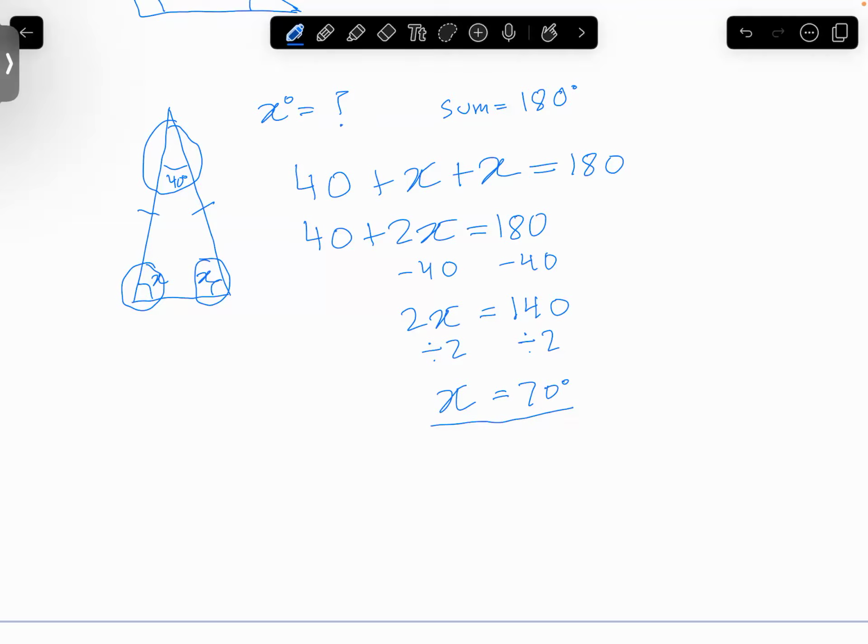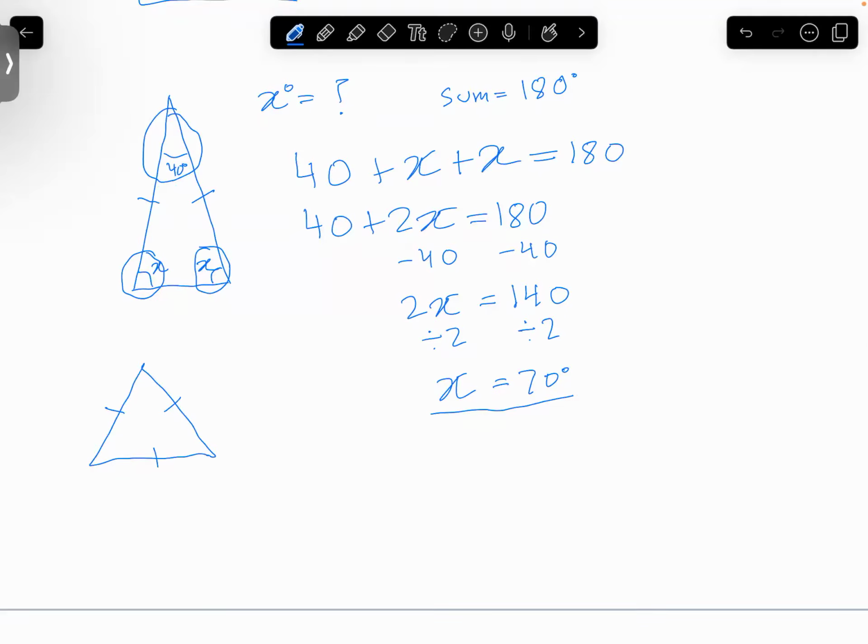Mallika and Aniruddha. Okay, good job. Note it down. For an isosceles triangle, just remember two angles are equal. So that's why there are two x's. If it was something like this, where it's an equilateral triangle, then you would have to do x plus x plus x equals 180, or 3x is equal to 180, or x is equal to 60.